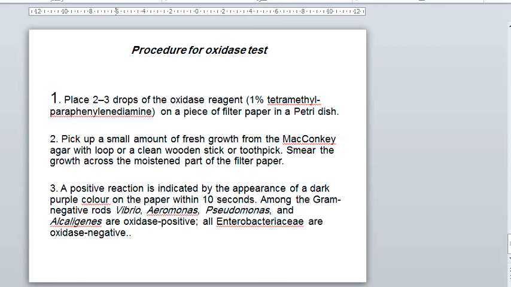Procedure: place 2 to 3 drops of oxidase reagent, which contains 1% tetramethyl-p-phenylenediamine, on filter paper or a petri dish. Mix with the microorganism on the petri dish or filter paper. A positive reaction is indicated by the appearance of a dark purple color within 10 seconds. Among the gram-negative rods, Vibrio, Aeromonas, Pseudomonas, and Alcaligenes genera are oxidase positive. Note: all Enterobacteriaceae are oxidase negative.